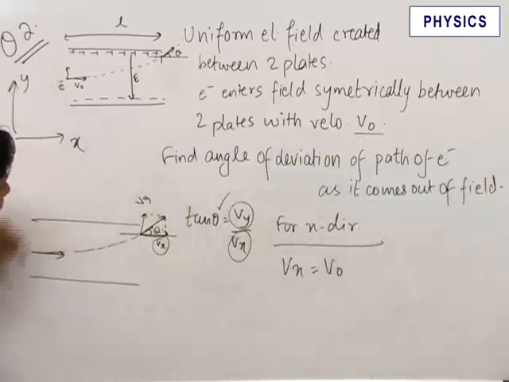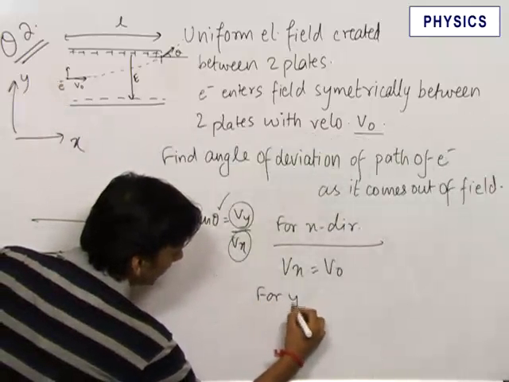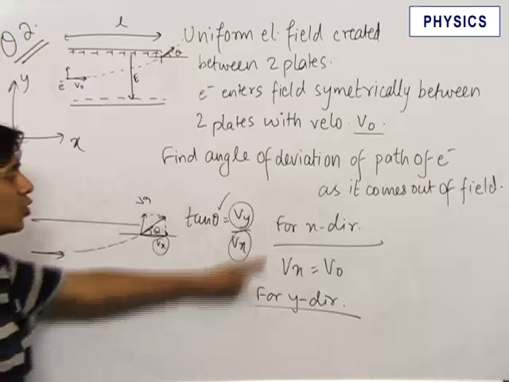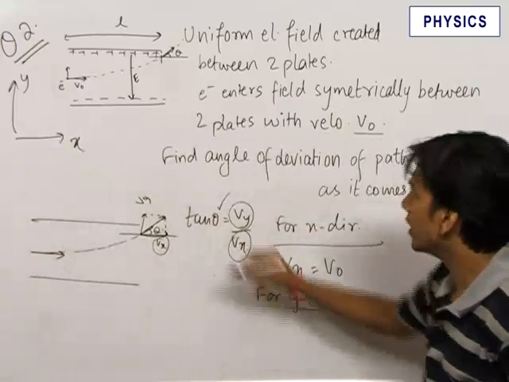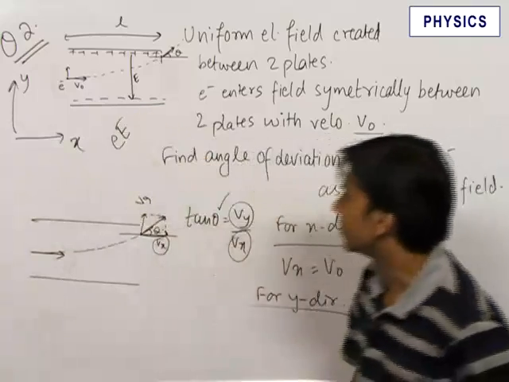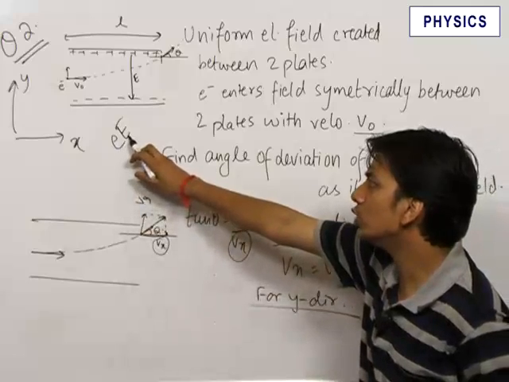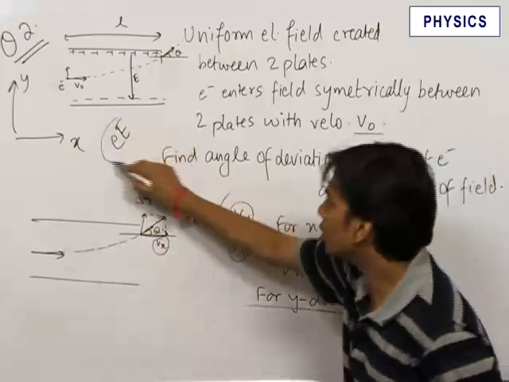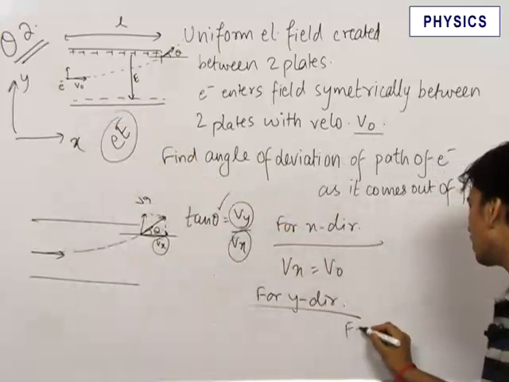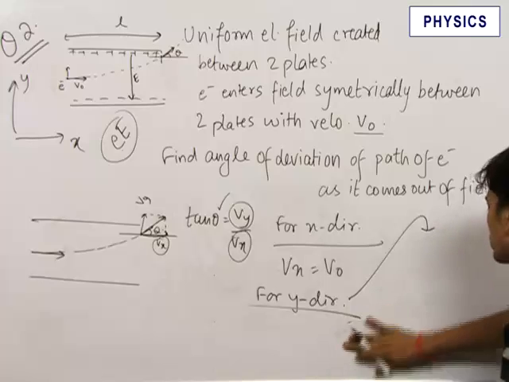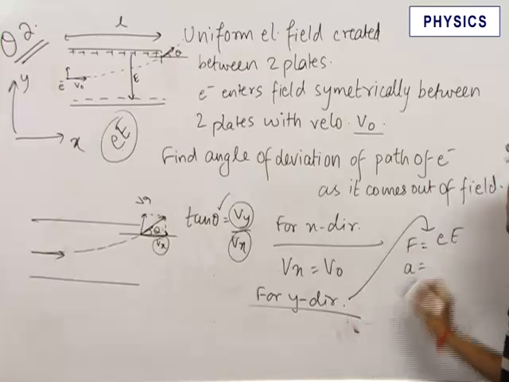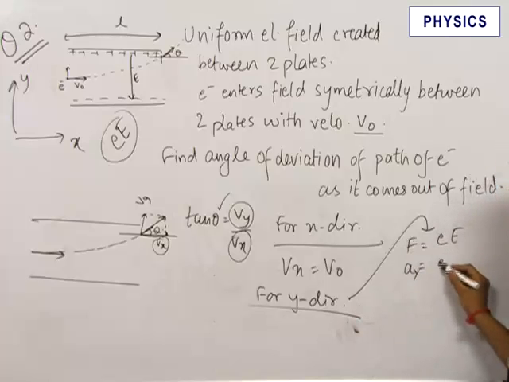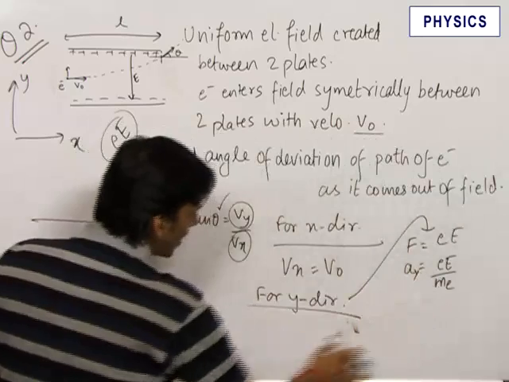Now, for the vertical direction, that is the y direction, we can always analyze the motion in two independent directions. For the y direction, there is a constant force that is equal to e into E, that is the charge on the electron into the electric field. This is a constant force acting on the electron. The acceleration will also be constant in the y direction, which can be written as eE upon m, where m is the mass of the electron.